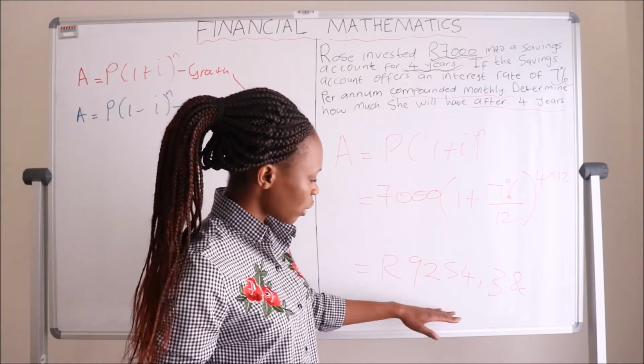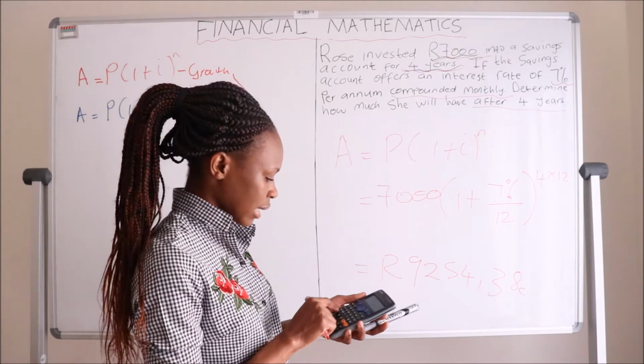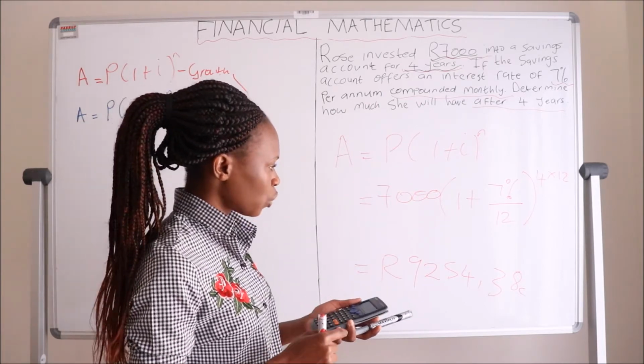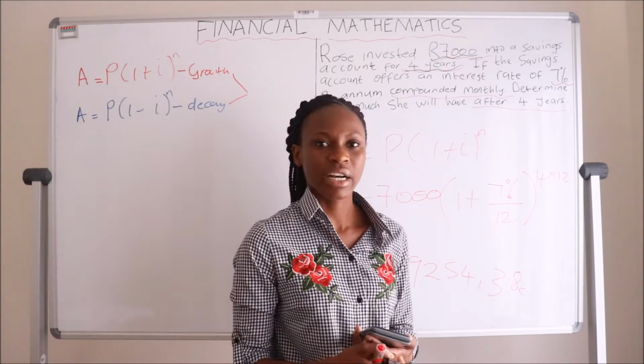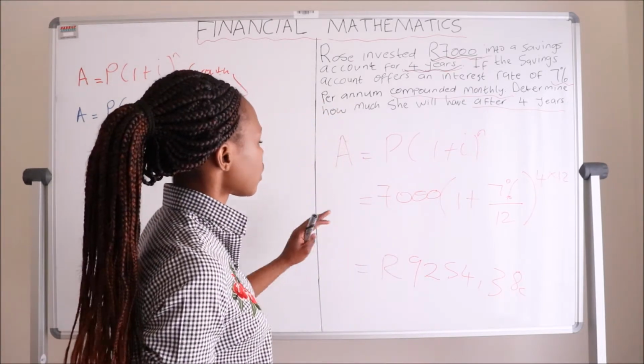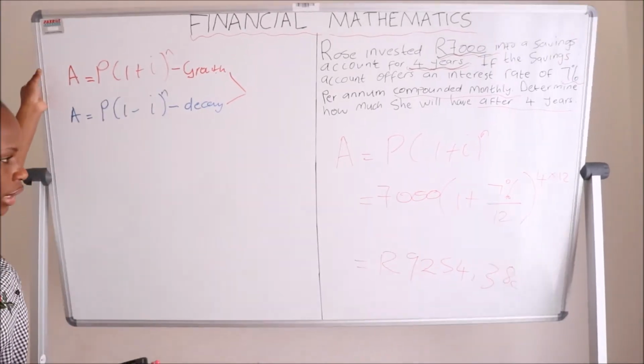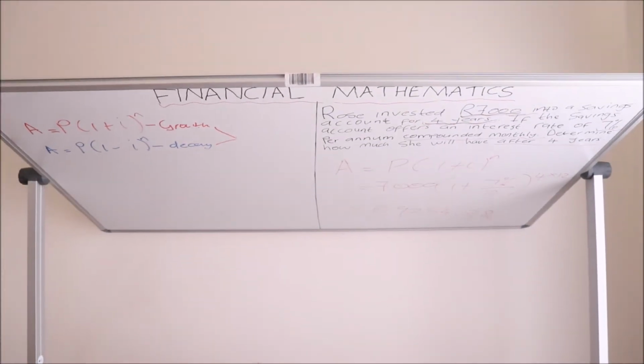The 7,000 will have increased to 9,254.38, which means she would have gained 2,254 from the initial investment that she has made. So this investment here is actually a gain, because she has gained an amount which is above 2,000 rands.